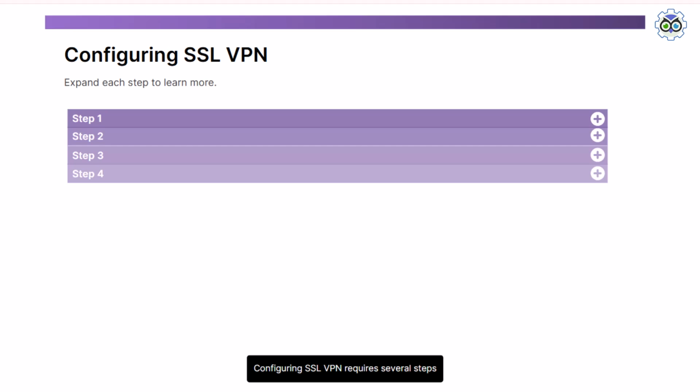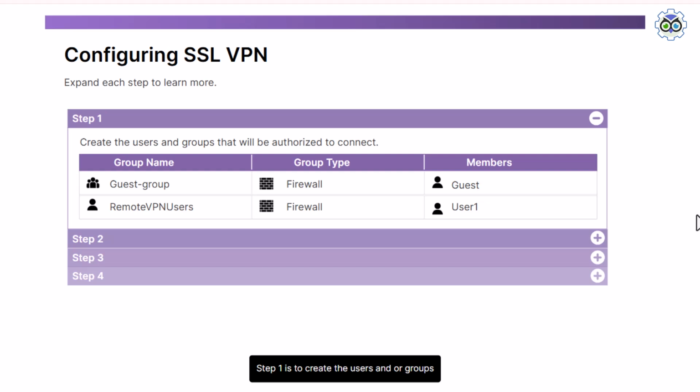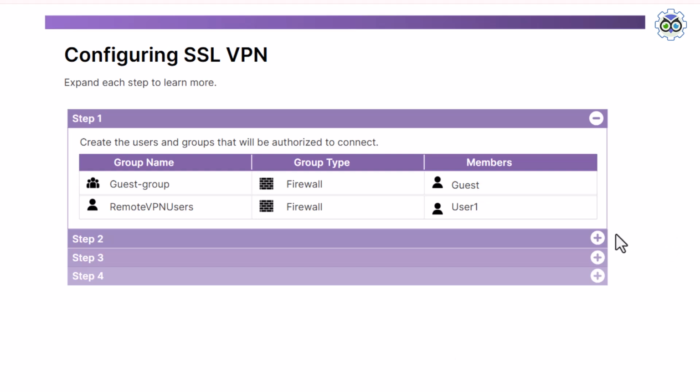Configuring SSL VPN requires several steps that vary according to specific requirements. The process is very simple and involves the following general steps. Step 1 is to create the users and/or groups you want to grant permissions to connect. You can use local users or any of the supported remote authentication servers for this.